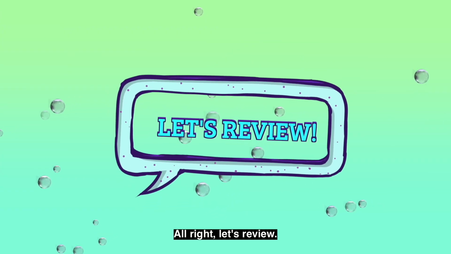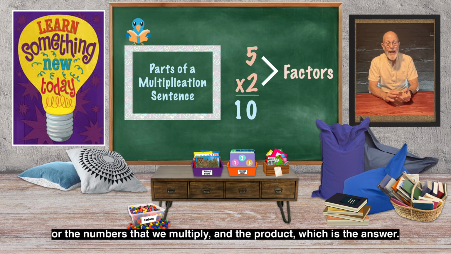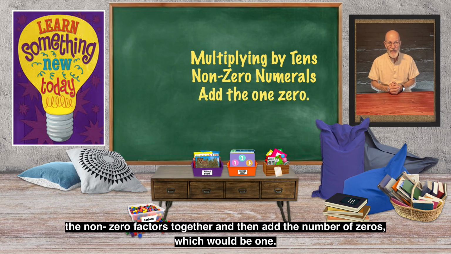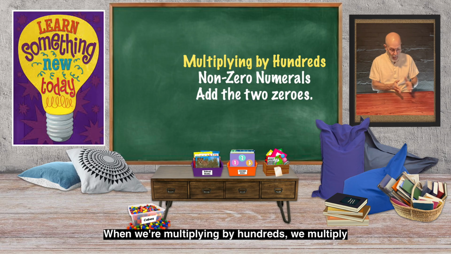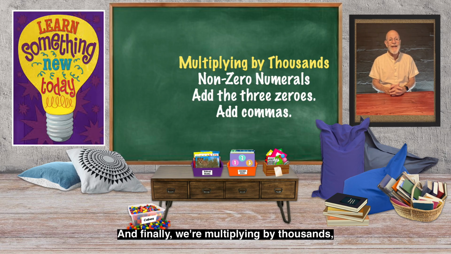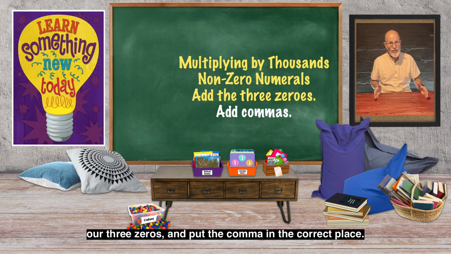Let's review. The parts of a multiplication sentence include the factors, or the numbers that we multiply, and the product, which is the answer. When we're multiplying by tens, we multiply the non-zero factors together, and then add the number of zeros, which would be 1. When we're multiplying by hundreds, we multiply the non-zero factors together, and then throw in our zeros, which would be 2. And finally, we're multiplying by thousands. We multiply the non-zero numbers together and then bring down our 3 zeros and put the comma in the correct place.